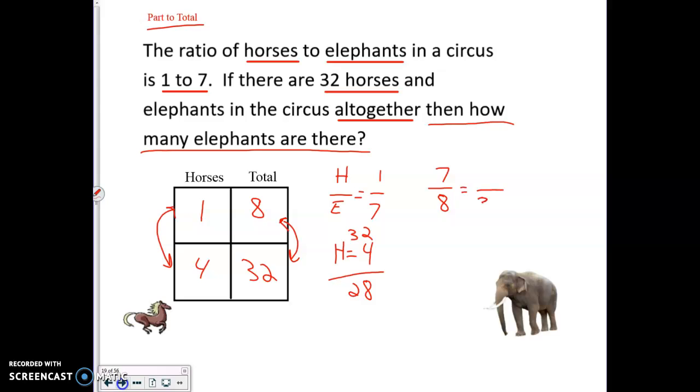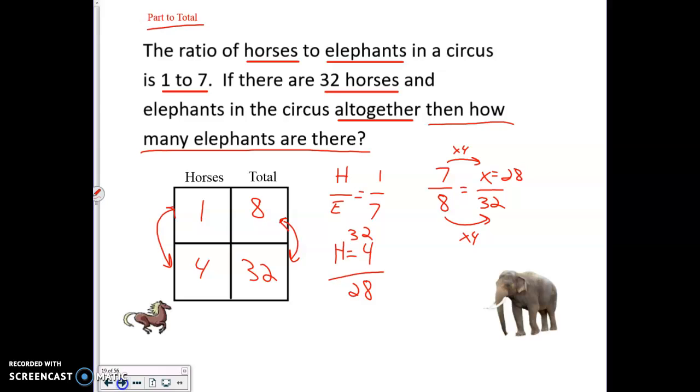We have a total of 32 elephants, or excuse me, 32 total animals, horses and elephants, just like there were 8 in the original ratio. So now if I look at this, I'm looking for how many of those will be elephants. I don't have to do any subtracting. I don't have to do any manipulating. I need to identify which numbers I am using. So how do I get from 8 to 32? I multiply by 4. How do I get from 7 then to x? I multiply by 4, and x will equal 28 elephants.